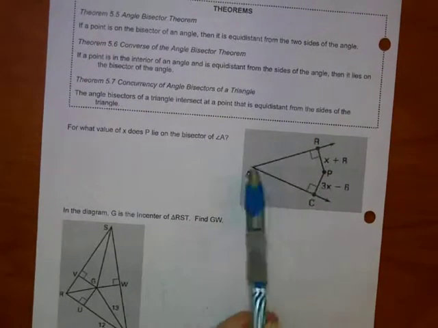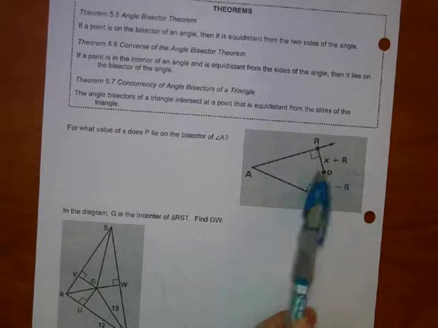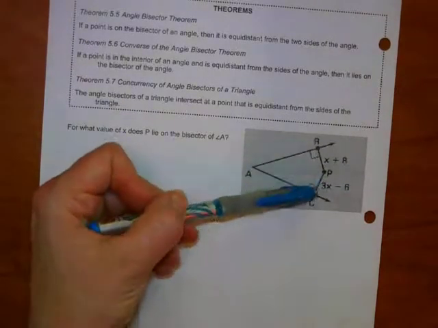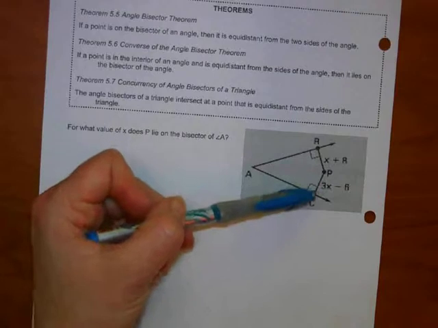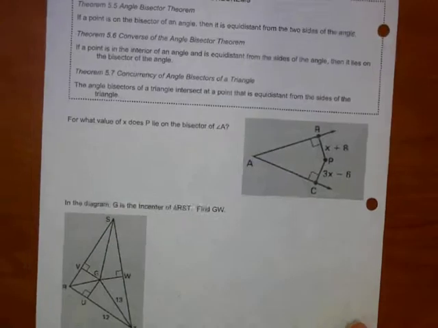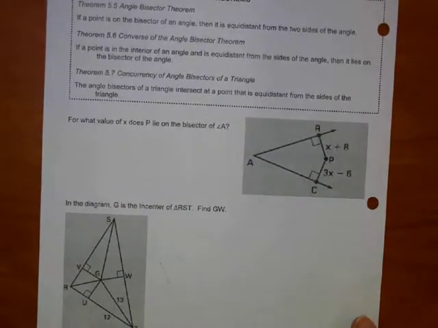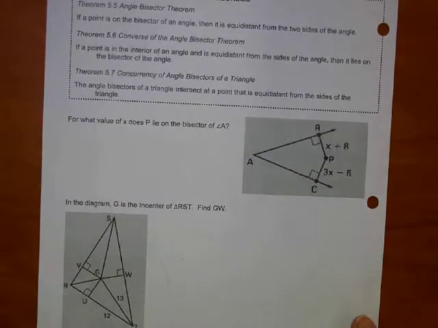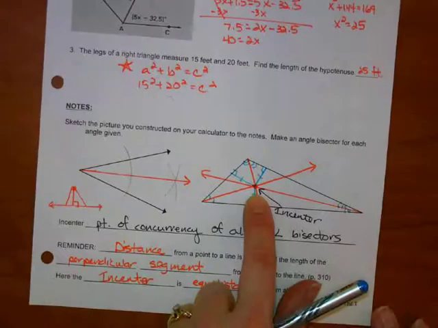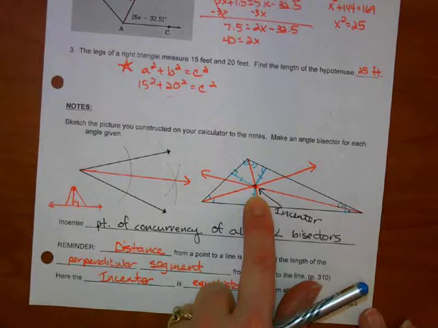So I could actually draw a line right here based on this picture. Because it's on this perpendicular bisector to that line and it's on this perpendicular bisector to this line, therefore this is congruent to this and it's also the angle bisector. Concurrency of angle bisectors of a triangle: the angle bisectors of a triangle intersect at a point that is equidistant from the sides of the triangle, which is what we just talked about here. We just talked about that theorem.